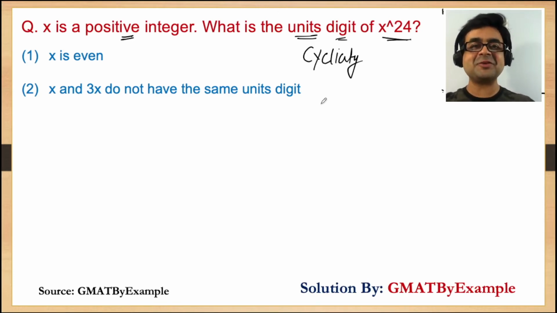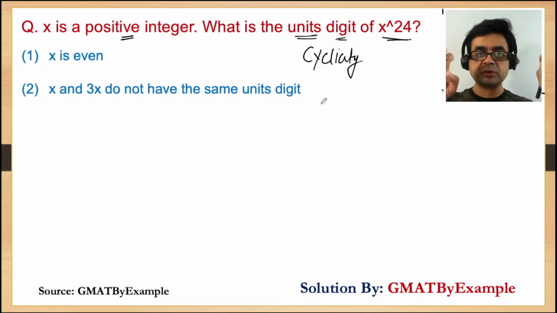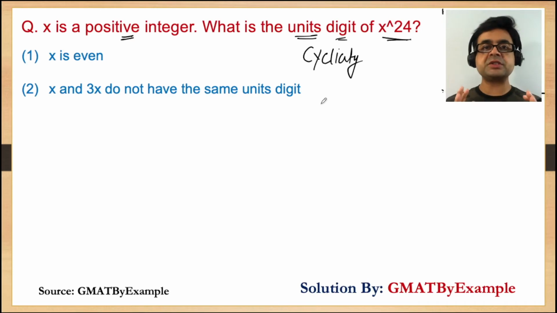And if that is confusing, just look at it this way. The units digit of 4 square is 6. The units digit of 6 square, which is 36, is also 6. So even though 4 and 6 are two different numbers or possible values of x, the units digit of their square is 6. So since the units digit is unique, even though we couldn't really find the value of x, this information is sufficient to answer the question because we always get the units digit as the same.